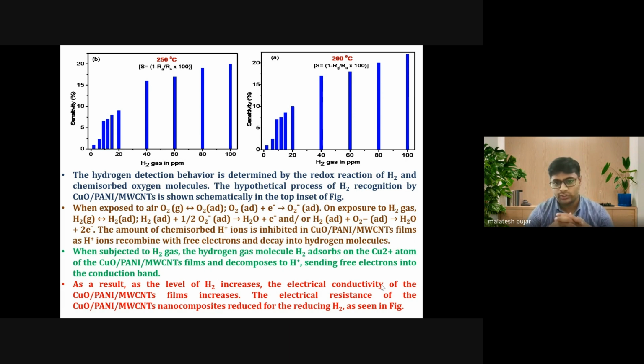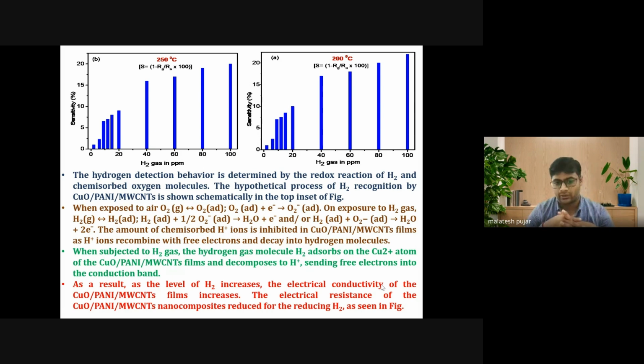Here, the hydrogen detection behavior is determined by the redox reaction of H2 and the chemisorbed oxygen molecules. By the literature, we have tried to write the equation of the probable reaction that happens when it is exposed to the air. That is the equation I have presented here. And then the amount of H plus ions is inhibited with our composite film. We have prepared it as a film, but I would like to mention we can also do the same experiment by preparing pellets, thin films, or thick films, as per our convenience and the availability of our lab facilities. So that the H ions can recombine with the free electrons and decay into hydrogen molecules.